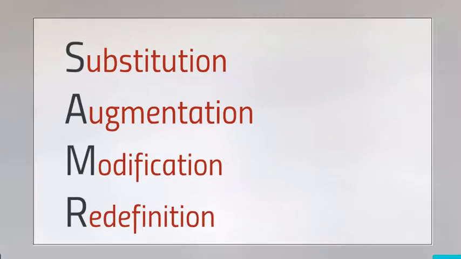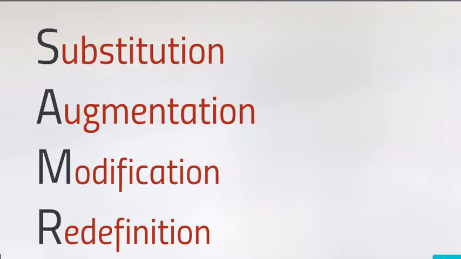Our first model is the SAMR model. The SAMR model on the surface is pretty simple. Each letter represents a different level of integration. Substitution is using new technology to replace an old technology without any functional change.